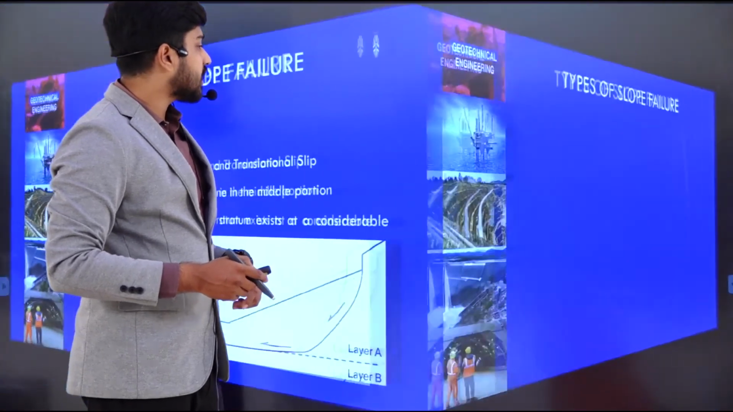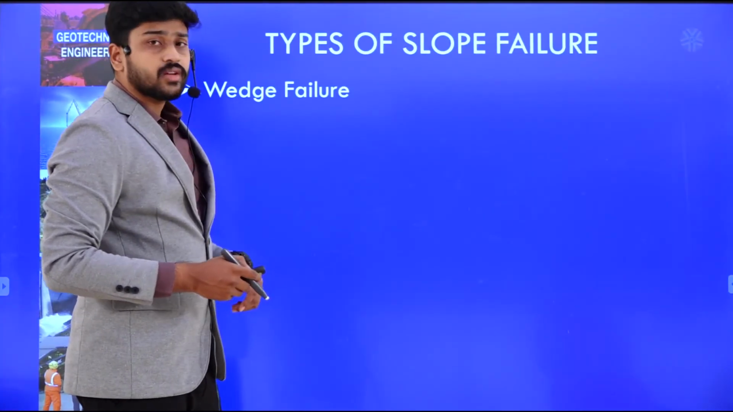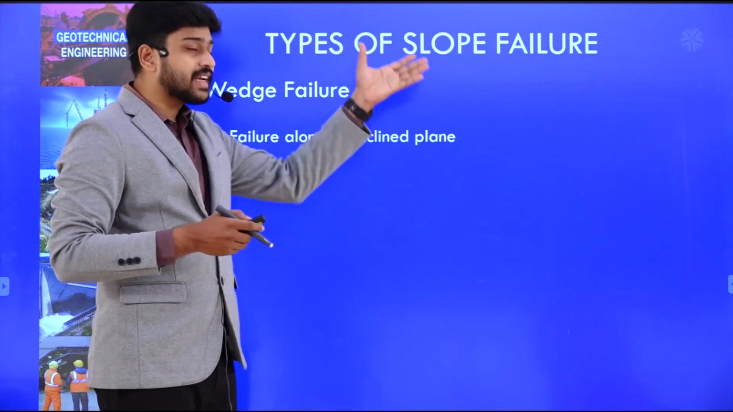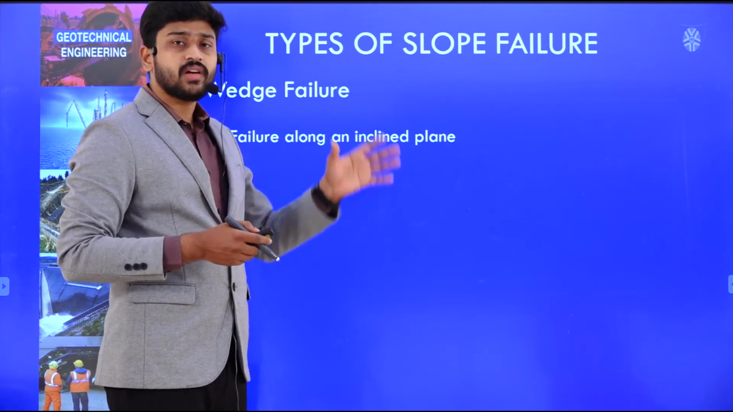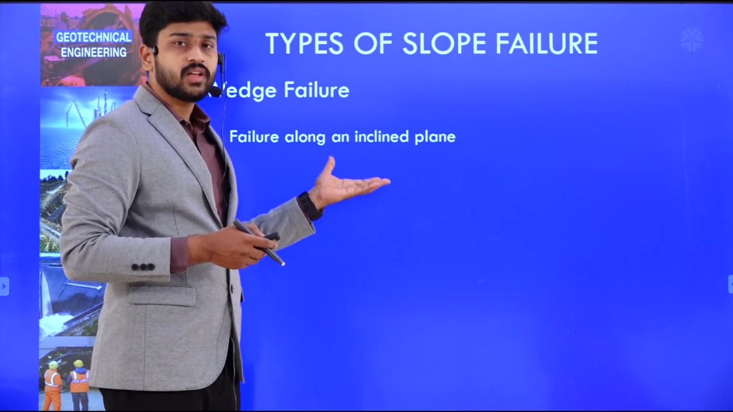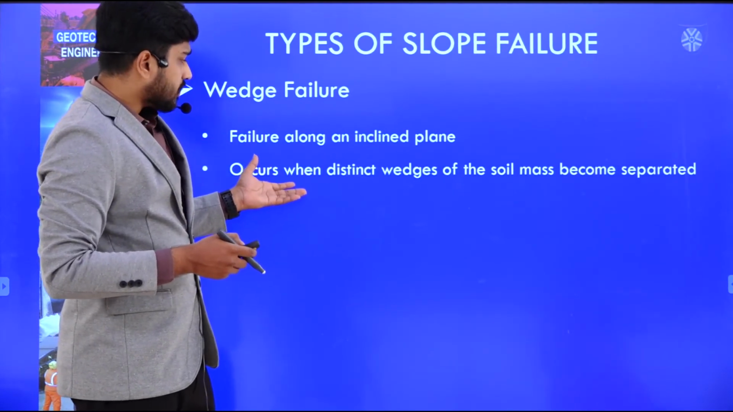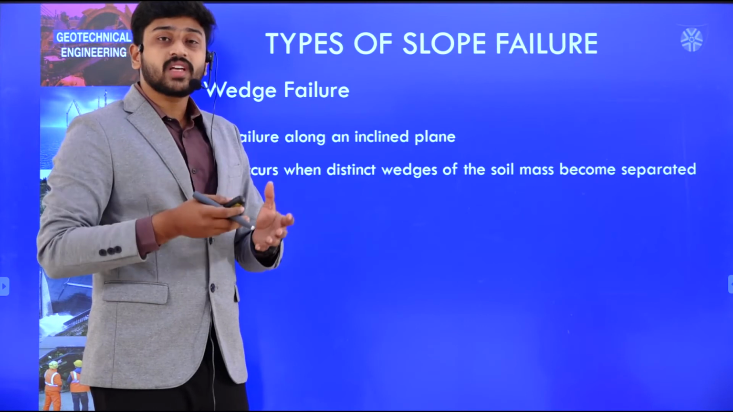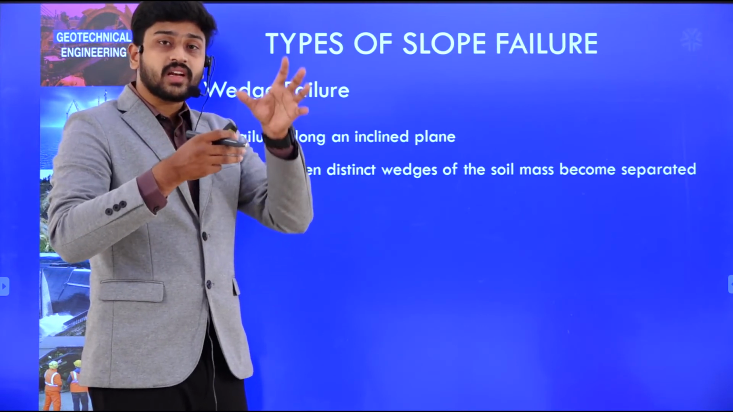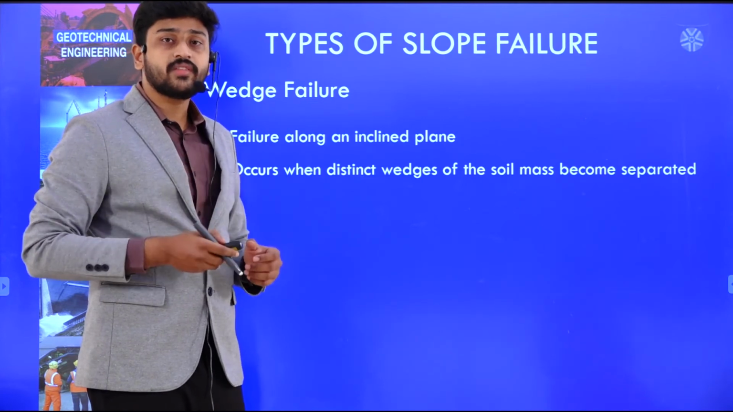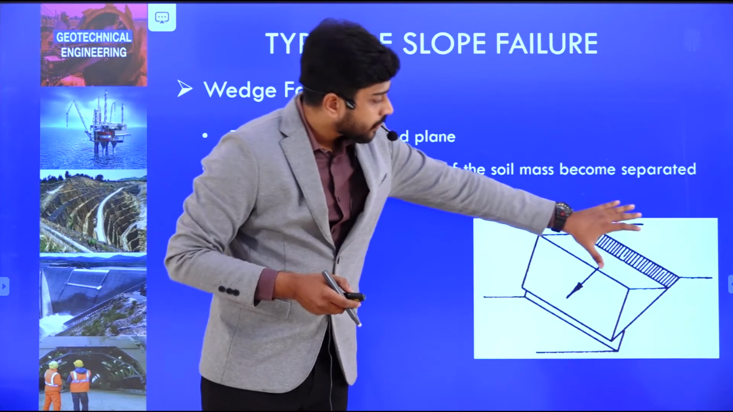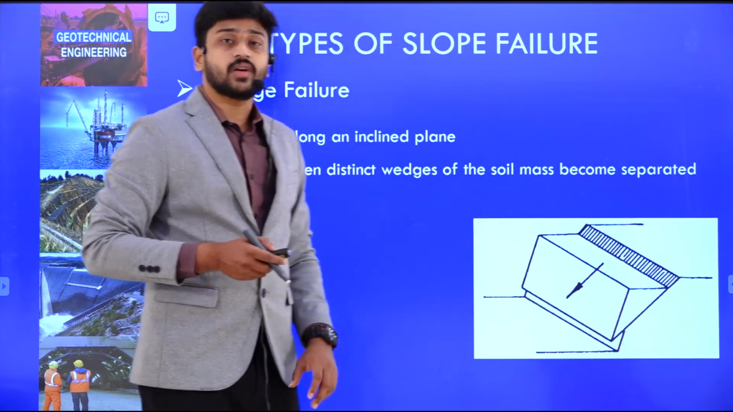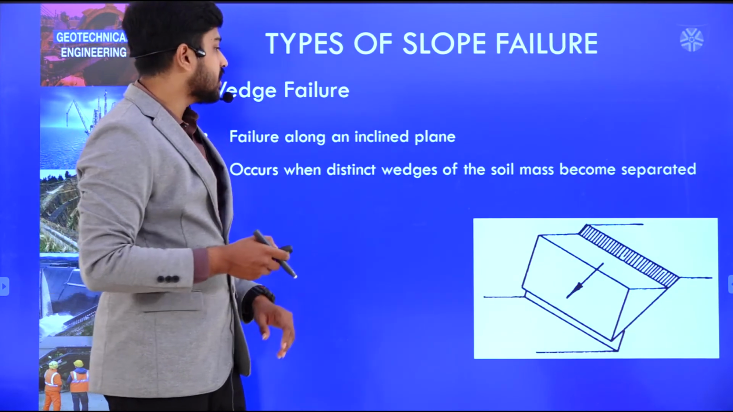So let us now look at the other type, that is the wedge failure. This is nothing but a wedge sort of failure along an inclined plane. Whenever you observe a wedge sort of failure along an inclined plane, it is your wedge failure. It occurs when distinct wedges of the soil mass become separated. That means if there is a sloping surface, two distinct parts of that particular inclined surface will try to slide down in the form of a wedge. If you look at this diagram, this is a sloping surface and there is a wedge sort of failure which is sliding down. Such type of failure is known as a wedge failure.